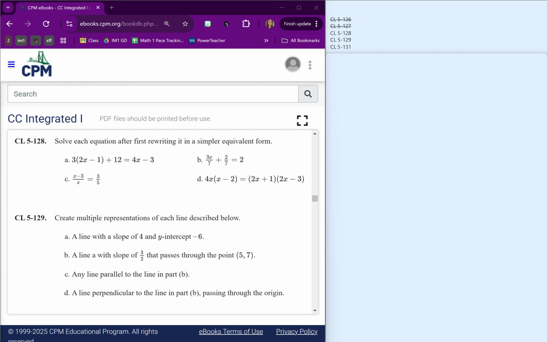All right, when we get to 128, this is a throwback to a skill we've been practicing since August. Probably looks familiar from middle school. It's solving equations. Now, of course, these are much harder than what you would have seen in middle school. So let's try these one at a time.